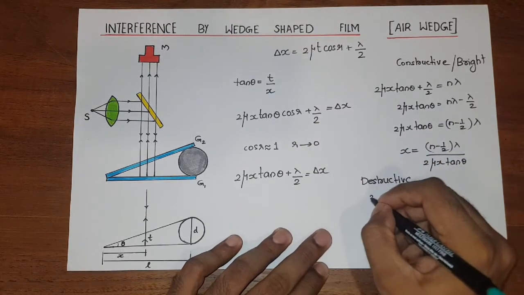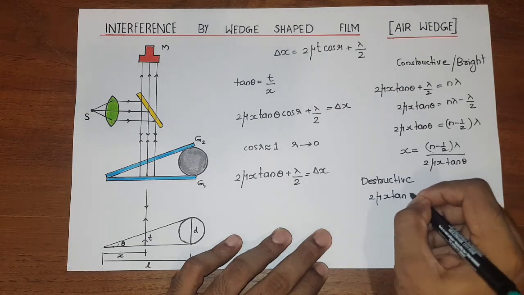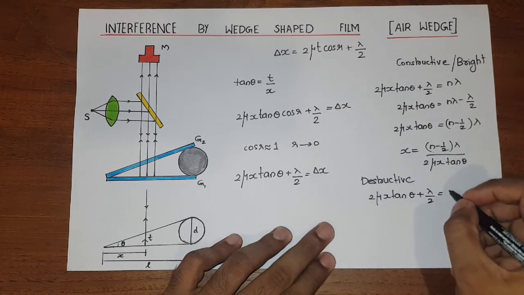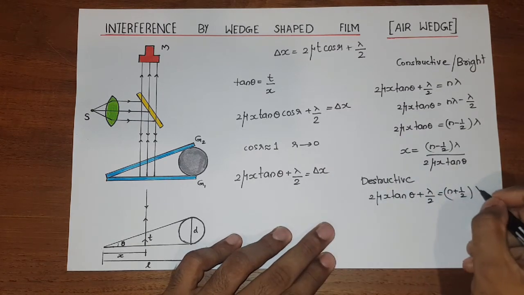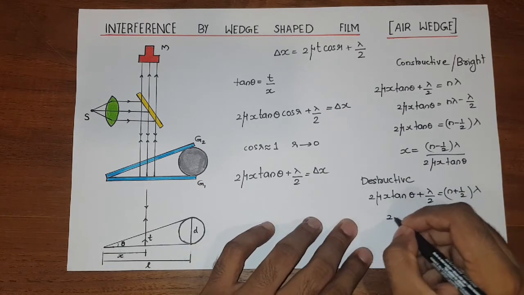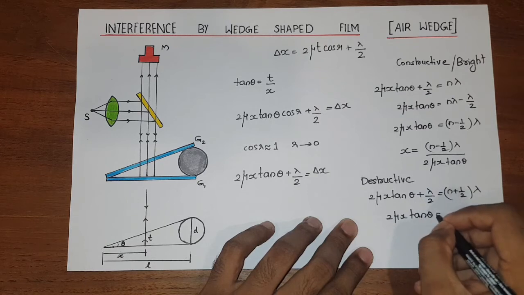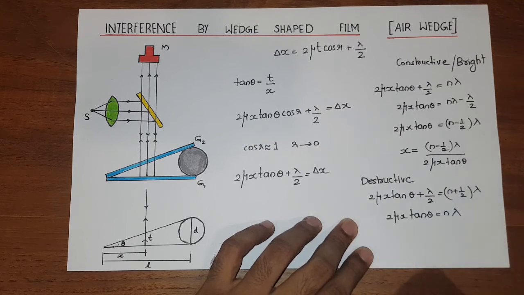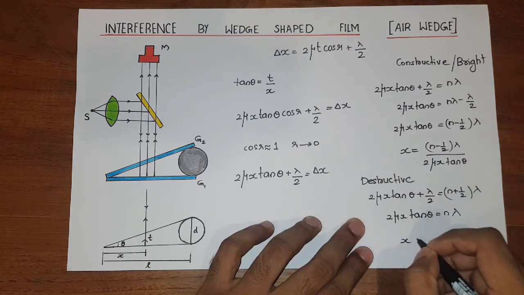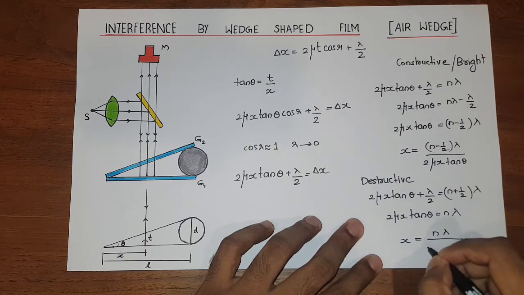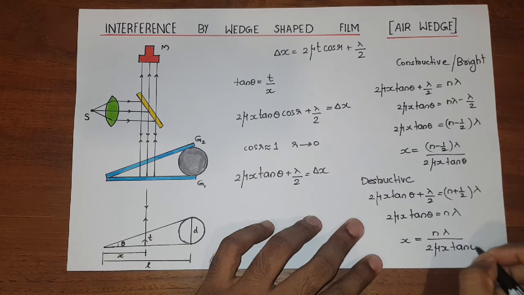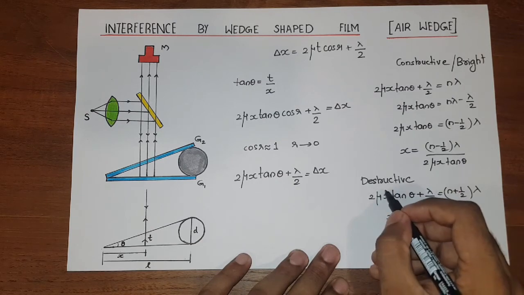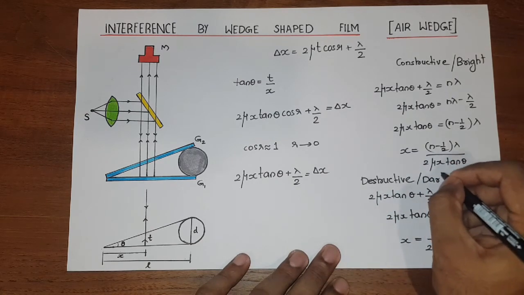For destructive interference, 2 mu x tan theta plus lambda by 2 should be equal to what value of delta x? N plus half into lambda. This we have already derived. So then rearranging, 2 mu x tan theta equals n plus half lambda minus lambda by 2, that will be n lambda. You can just derive that, and from this you can write x should be equal to n lambda by 2 mu tan theta. So whenever x satisfies this condition, we'll get a destructive or a dark band.